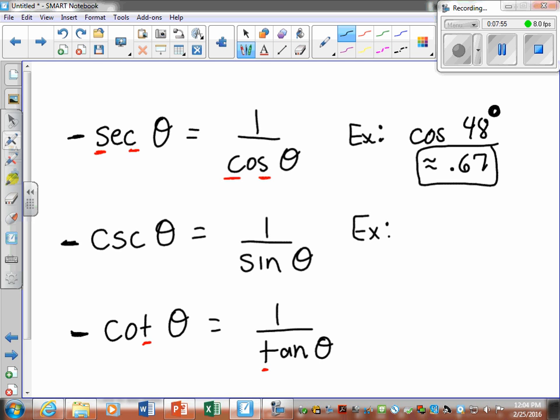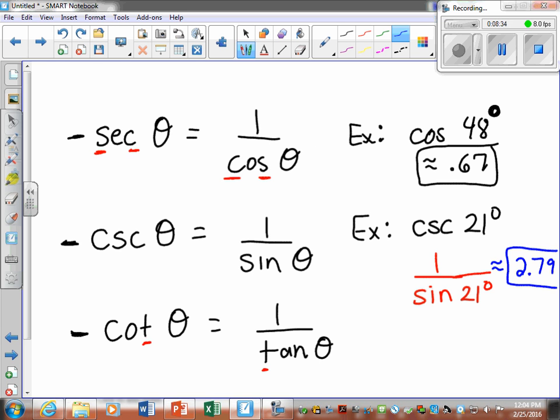So let's see one more example. What if I say the cosecant of 21 degrees? Now, what's the first thing you notice? You say, well, they don't have a cosecant button. And I say, you're exactly right. So to calculate it, we'll have to do 1 divided by the reciprocal of that, which is sine of 21. So you'll put that information in your calculator and round to 2 decimal places. It came out to like 2.7904. So I'm going to say it is approximately 2.79.